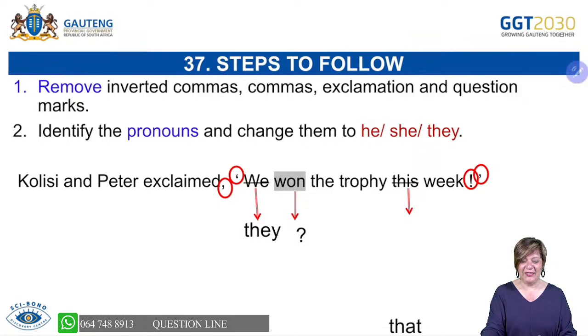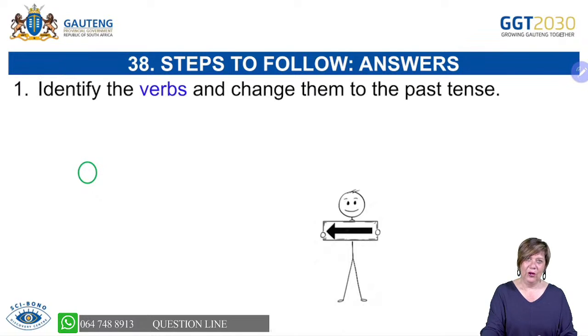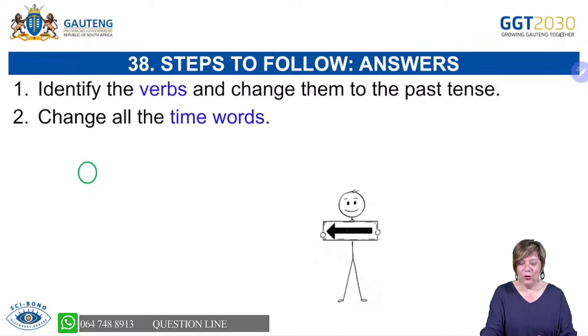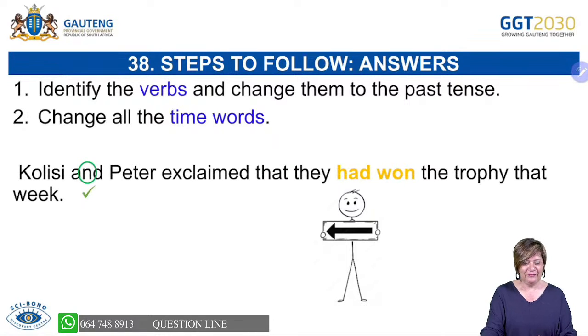Verb, not quite sure about yet. And this becomes that. Now, this is like a maths puzzle. You have to do it step by step. Now, what about the verb? You need to change, in this case, it to the past tense. In other words, you have to go one step into the past. Change all the time words. Very, very important.